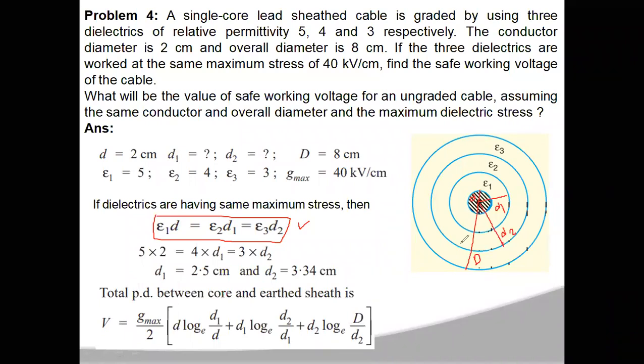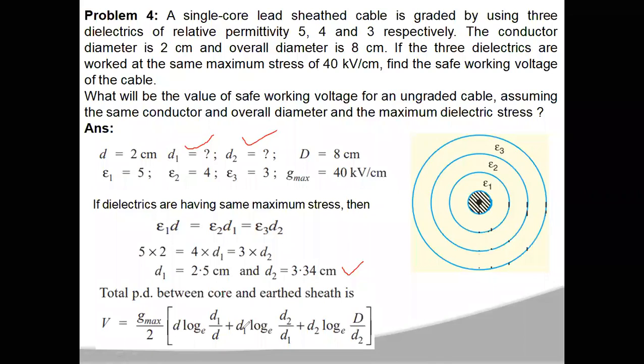Now you know the value of d and epsilon 1, which is 5, and d is 2. So 5 into 2 you will get 10. Epsilon 2 is 4, you don't know D1, so 4 into D1 is equal to epsilon 3, which is 3, into D2, where D2 is not known. Taking the first two terms, D1 is equal to 10 by 4, which is 2.5 centimeters. Taking the first and third, 3 D2 is equal to 10, so D2 will be 3.34 centimeters. So you got the values of D1 and D2, the diameters of layer 1 and layer 2.